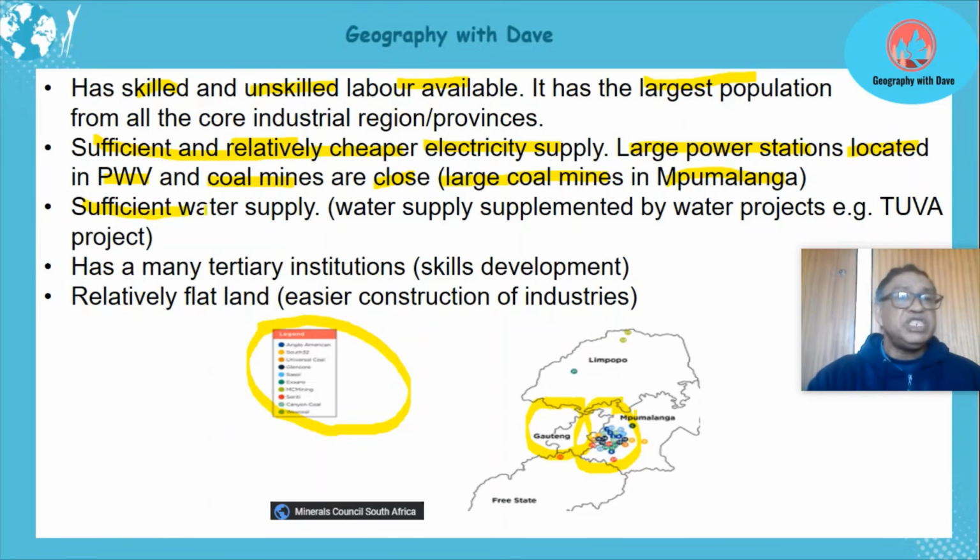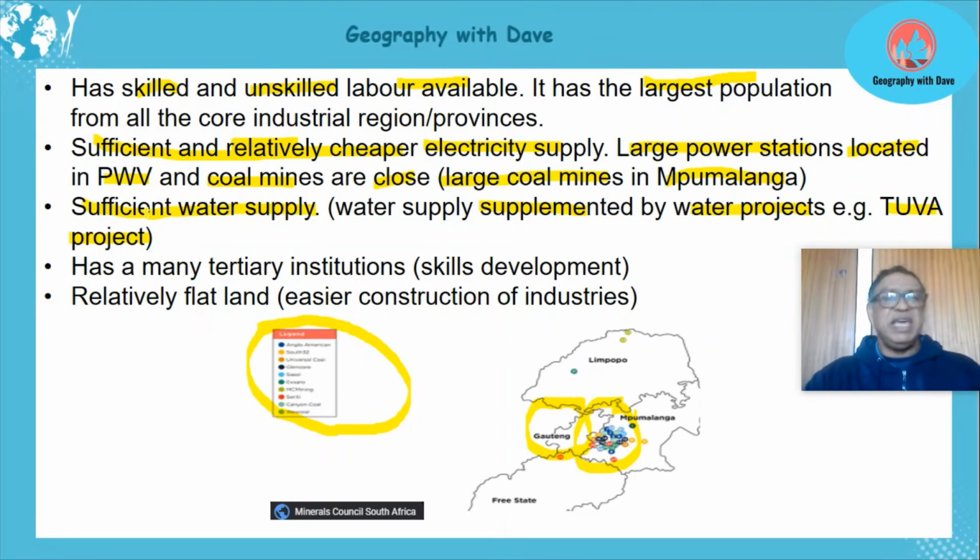And then sufficient water supply. Again, you may question, how can it be? Yes, there are water problems, but there were initiatives put in place, learners, to try to overcome these challenges. For example, water supply is supplemented by water projects like the Tugela-Vaal project, where water was pumped from the KwaZulu-Natal area into the Gauteng region. So we have supplemented our water.